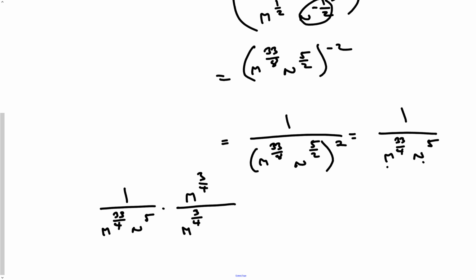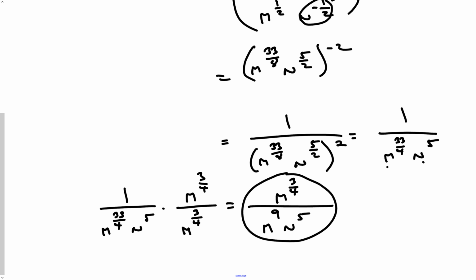So if I only had a 36 there, I can make it a 36 by putting 3 more. Whatever I do to the bottom, I have to do to the top. And my answer becomes m to the 3/4 power. On the bottom, we have m to the 36/4, which is 9, n to the 5th. And that is my answer that is now rationalized.